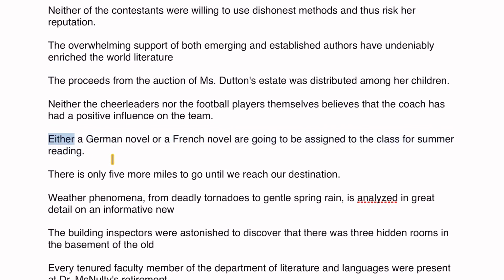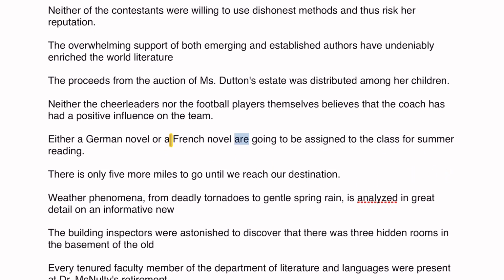تاني either. قسمنا الجملة لاتنين subject. A German novel ده السبجكت الأولاني، or يبقى قسمنا ده السبجكت التاني a French novel. novel هو ده السبجكت. طب novel دي singular، يبقى الverb اللي وراها إيه؟ ما ينفعش تكون are. are is plural. يبقى either a German novel or a French novel, novel singular, is going to be assigned to the class for summer reading.